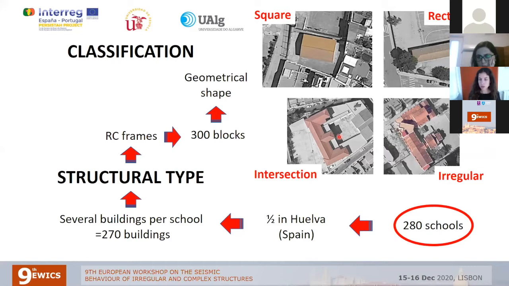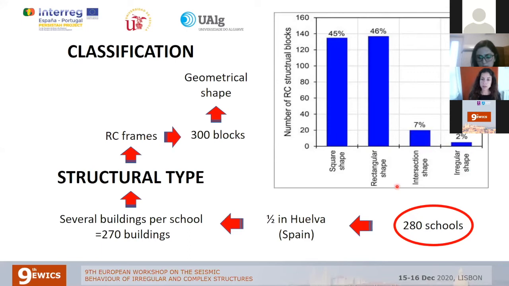Most of the buildings that we have studied fall into the square or the rectangular types. In particular, 45 and 46% of them. Of those two, we choose to study the rectangular shape because, in principle, rectangular buildings are more vulnerable regarding seismicity than square ones, right? We always choose the most regular shape possible in order to make them more resistant. So in this case, we went for the less resistant, which are the rectangular ones.